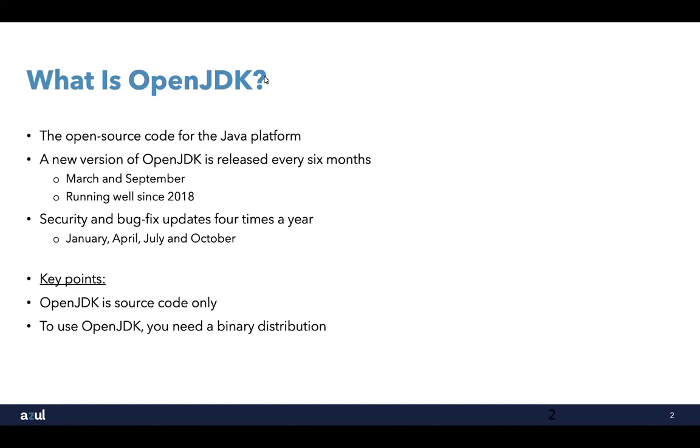So the key points to get across here is the fact that OpenJDK is source code only. And if you want to use it, then again, in the same way that if you want to use Linux, you need to get a distribution of it that you can install on your machine and then run your applications on top of.